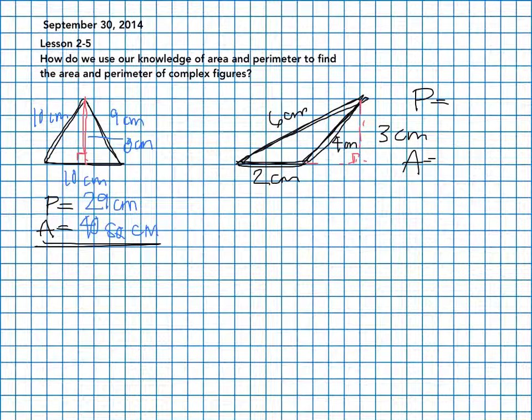Hopefully you've taken some time to work on these problems. Now the first one, we're looking for the perimeter, and again, perimeter, distance around. We're going to take 4 and we're going to go this way. 4 plus 6 is 10 plus 2, so our perimeter is 12 centimeters. Area is, remember, 1/2 base times height, so our base is 2 centimeters, our height is 3 centimeters, 3 times 2 is 6, we're going to divide that by 2, and we're going to get 3 square centimeters.